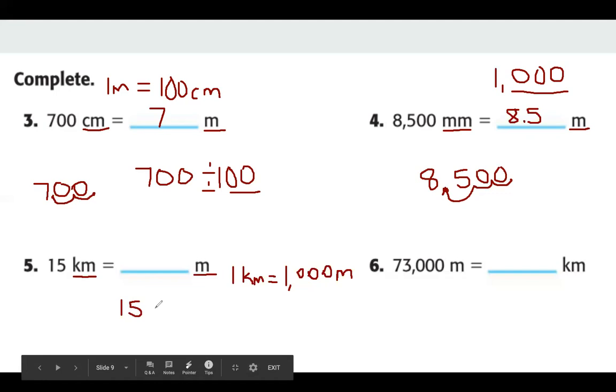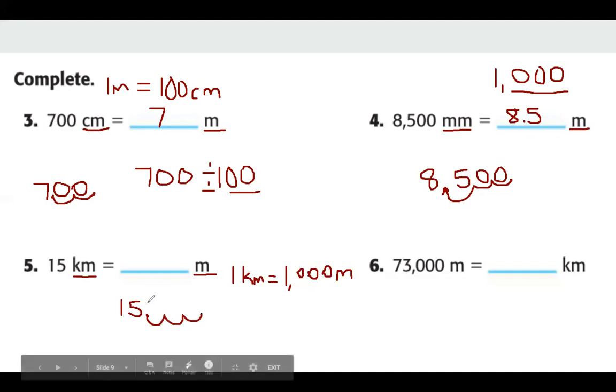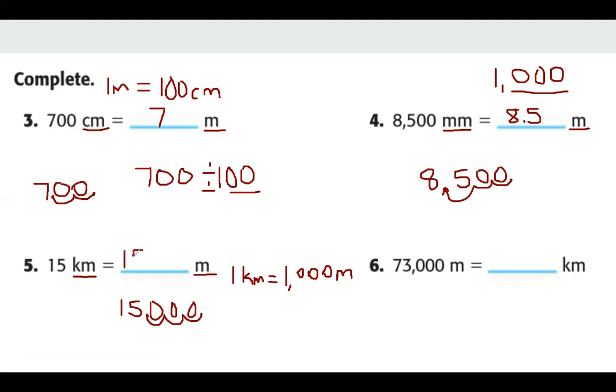I'm going to take 15, and I'm not dividing this time because kilometers is a larger unit, so we're going to multiply. We're going to multiply 15 times 1,000. If I don't see a number, I don't have any numbers to move around, which means all 3 of those empty spaces are going to be my placeholders with 0. So my 15 times 1,000 is equal to 15,000. Okay, we're almost there. We've got one more problem on this page.